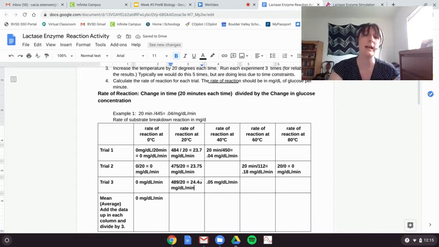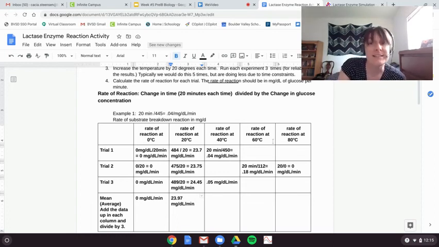Now to find my average, I'm going to add them all together. 23.7 plus 23.75 plus 24.45 equals 71.9, and then I'll divide that by 3, which gives me 23.97, because I'll round it, and that's in milligrams per deciliter per minute. So that tells me, hey, lactase worked faster at 20 degrees Celsius.